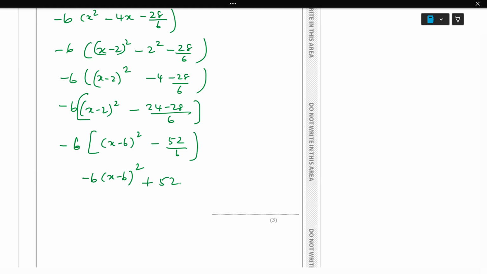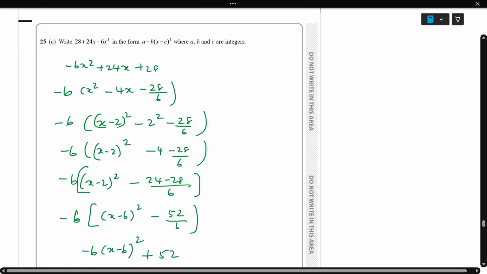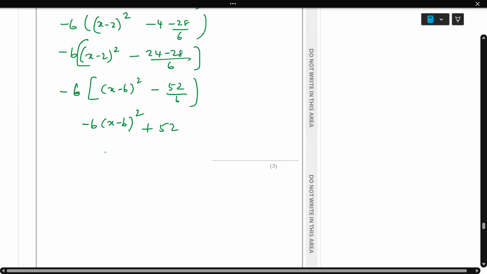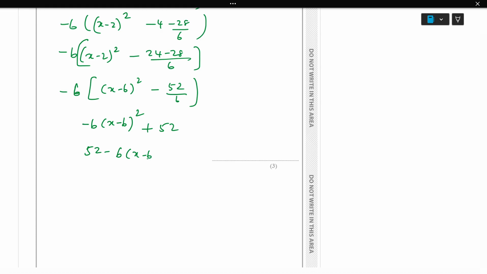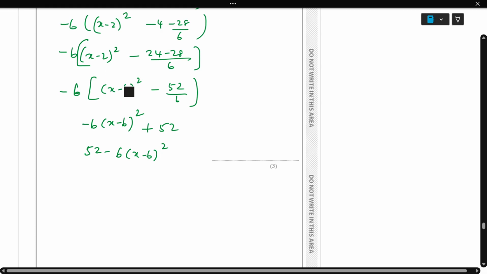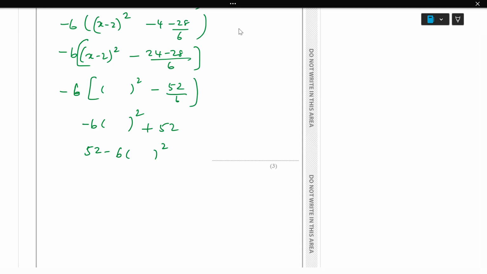So this is the answer in the form where the first term is positive, so 52 should be first. 52 minus 6 into x minus 6 whole square. Sorry, x minus 2. Why did I change? Here it is x minus 2. So the answer is 52 minus 6 into x minus 2 whole square.